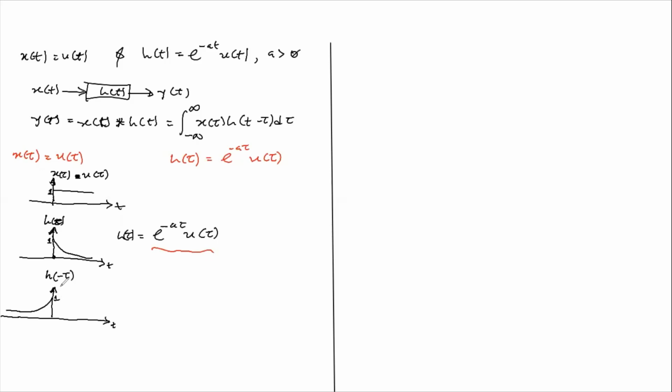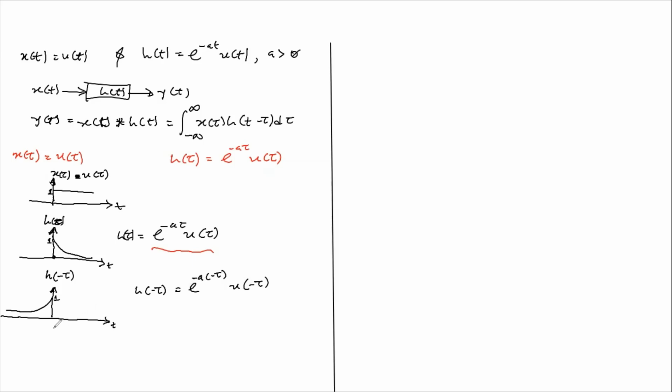Unity, right? Now if we do this, what we now have here is h of minus tau, e to the a tau, u of minus tau. So it means the unit step function also flips, so we are able to see the signal on this other half, right? This part is truncated.